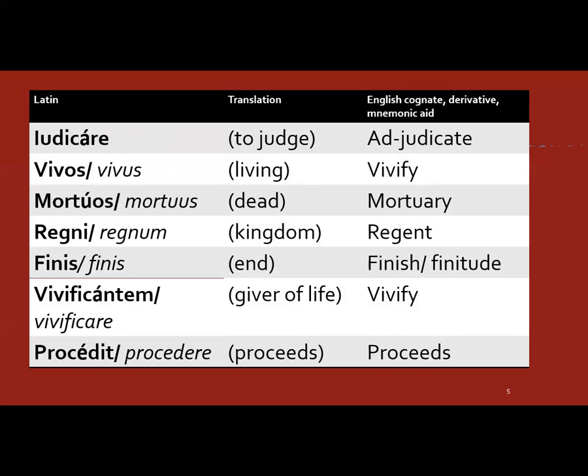Mortuos. Our word mortuary comes from mortuos. It's a place where we keep dead bodies. Vivos living, mortuos dead. Regni means a kingdom. Our word regent comes from regni.